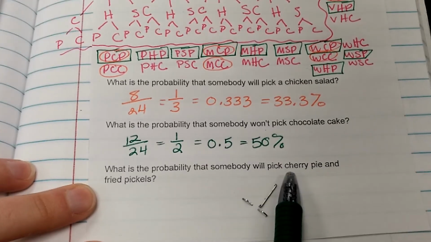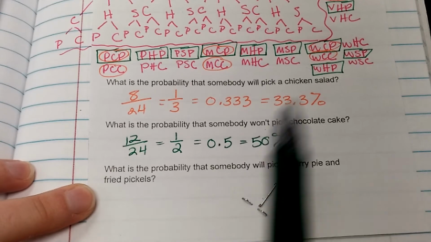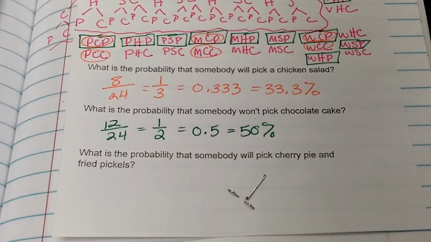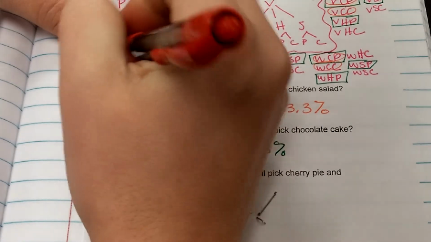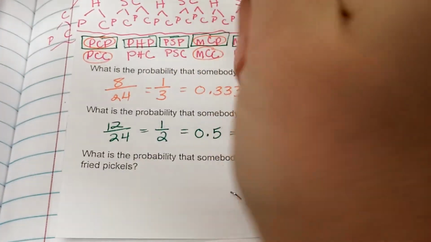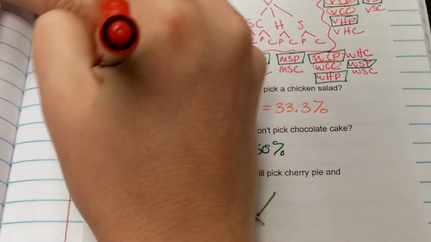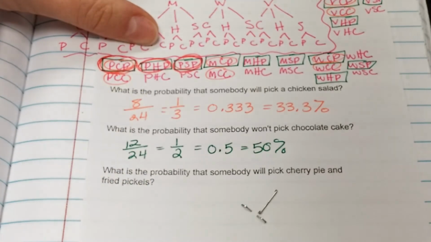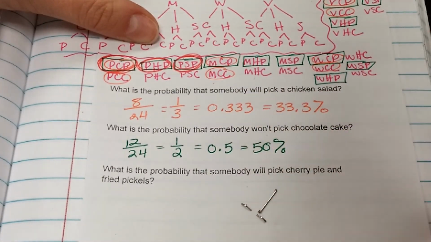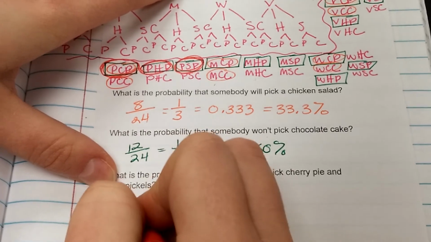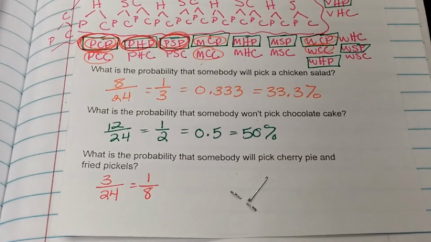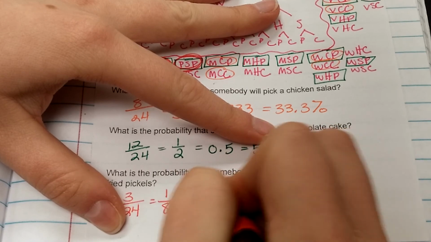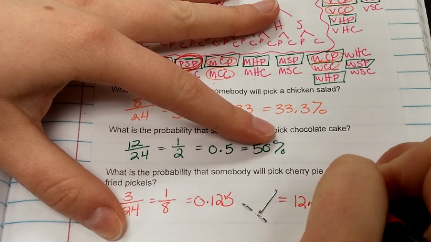Last example, what is the probability somebody will pick cherry pie and fried pickles? So fried pickles were in the first spot, and I used P, and then cherry pie was P in the third spot. So I need to find all the instances where there's a P first and a P last. For example, this one right here has 2 P's. This guy right here has 2 P's. This guy here has 2 P's. And all the rest of them do not. So that would be 3 out of 24. Simplifies to 1 over 8 as a fraction. 1 over 8 as a decimal is 0.125. And as a percent, that would be 12.5%.